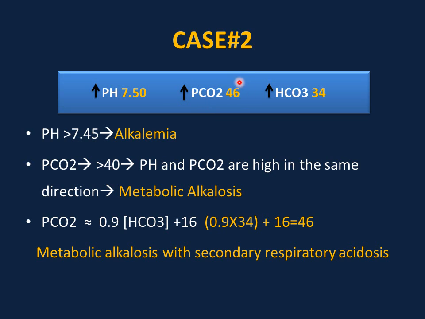You want to know if this compensation is appropriate, you use this formula and the result is 46, the same. Also, if you use the shortcut, which is 46 here, after the decimal is 50, so they are very close. So this respiratory acidosis is appropriate compensation for this metabolic alkalosis. So this is a case of metabolic alkalosis with secondary respiratory acidosis, which is appropriate compensation.